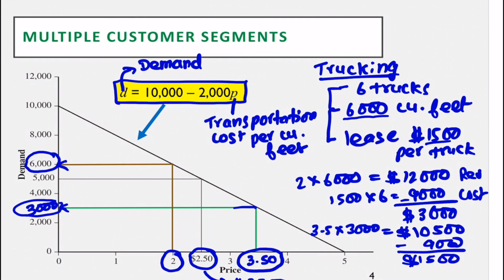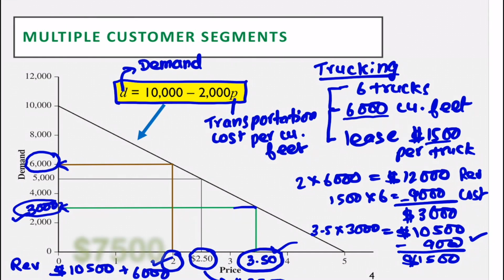But if this company goes for differential pricing and takes care of demand of 3,000 at $3.50 and the remaining 3,000 at $2, then it can make a total revenue of 10,500 plus 6,000, which is 16,500. And remember, cost is 9,000. So the profit now becomes 7,500. So we can see that out of all options, this option seems to be the most profitable.